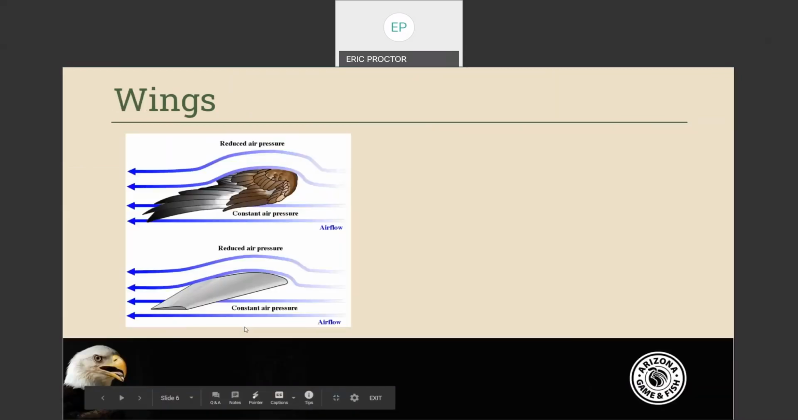The wings of birds are also incredibly well adapted. They're shaped to create lift. The leading edge is thicker than the back edge. The bones and muscles of the wing are also highly specialized.